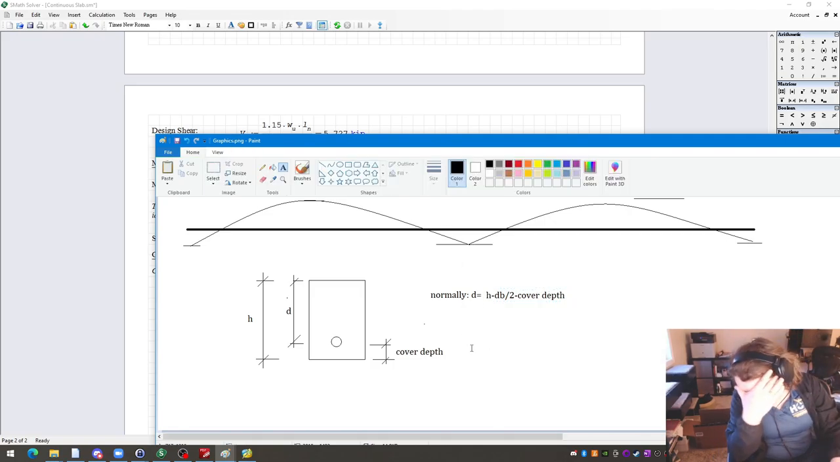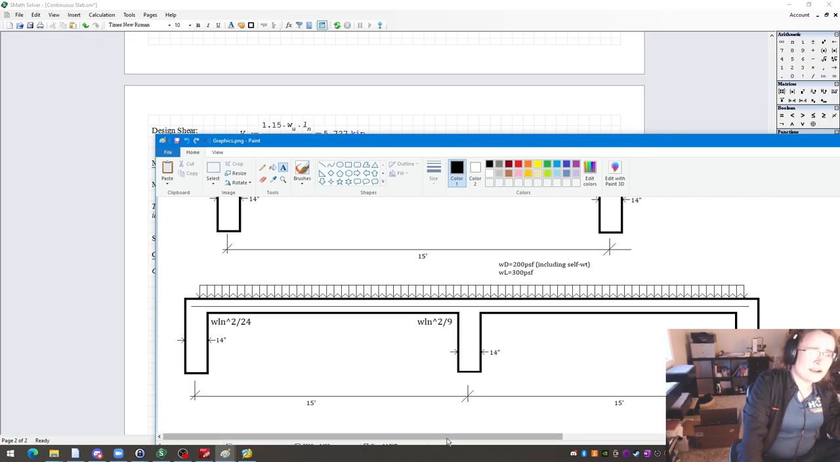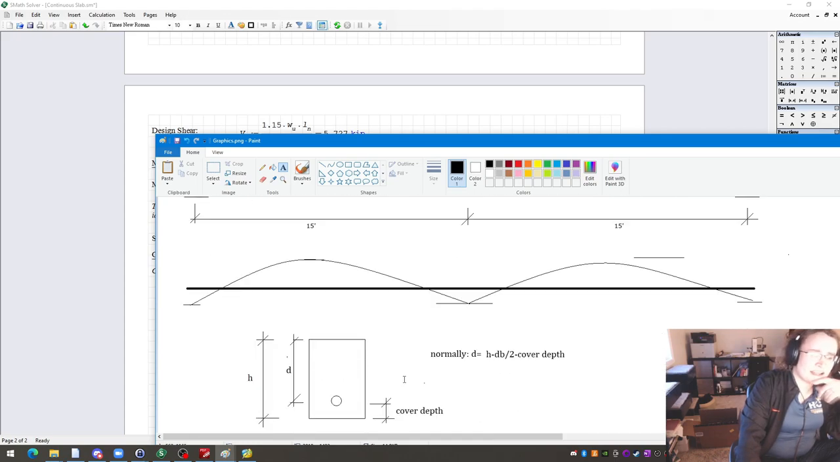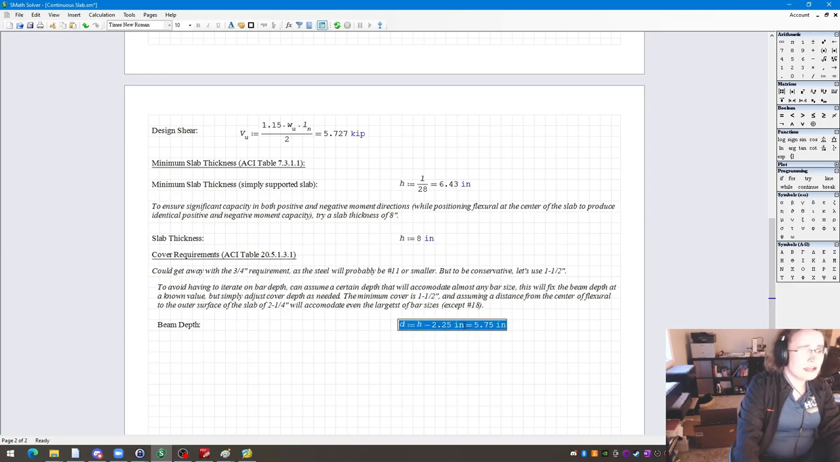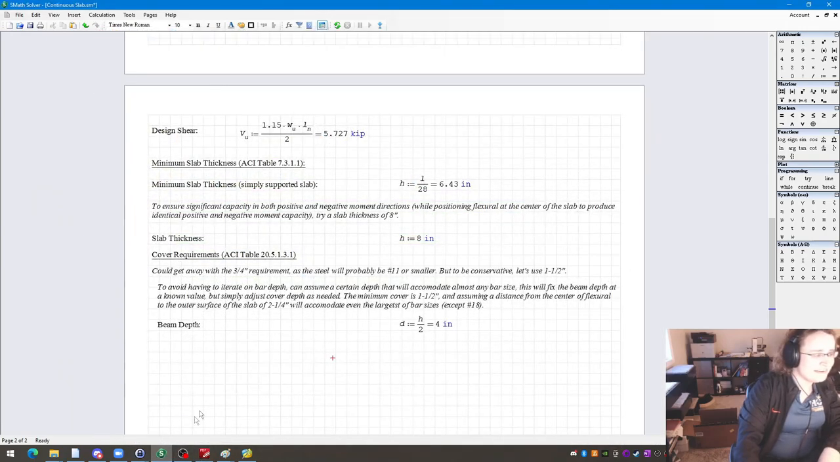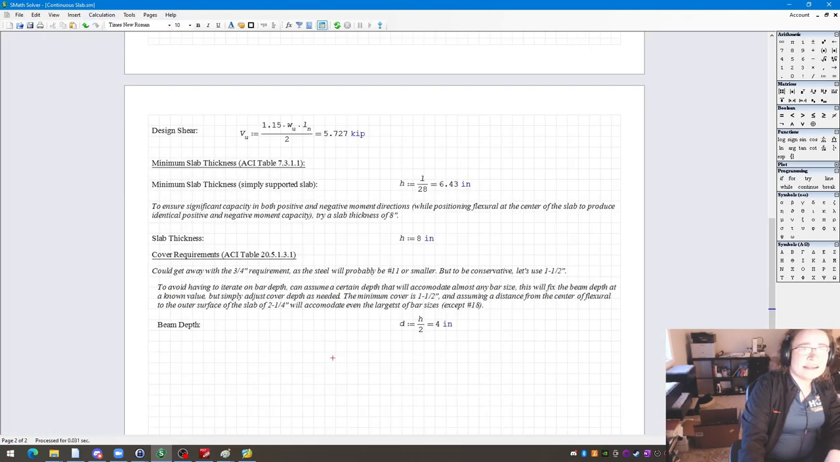When we calculated that previously, we assumed a very conservative value for our bar diameter. We assumed the largest bar size you can, other than the very large number 18 bar, I believe. But here, if we position our steel right at the center, that means the depth d is very easy to figure out. It's not going to be h minus the cover depth minus half the bar diameter. Rather, it's just going to be half of the slab thickness, or 4 inches. Continuing on, let me save this.